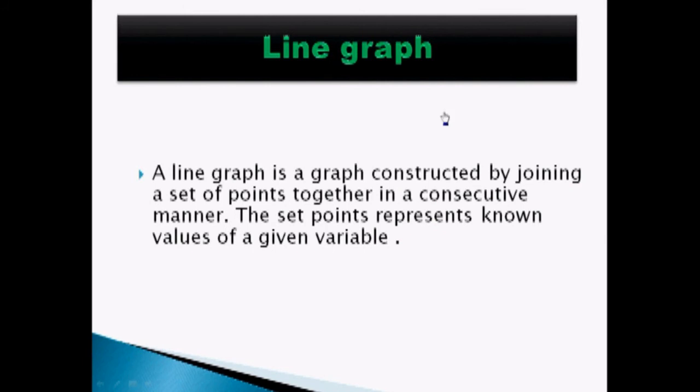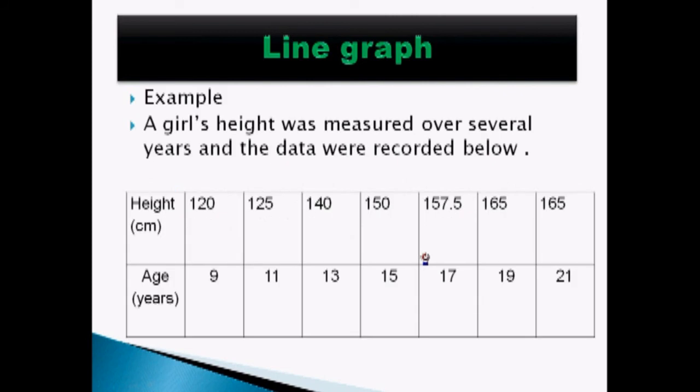Okay, another concept. Line graph. Now a line graph is a graph constructed by joining a set of points together in a consecutive manner. The set of points represents known values of a given variable. For example, a girl's height was measured over several years and the data were recorded below.